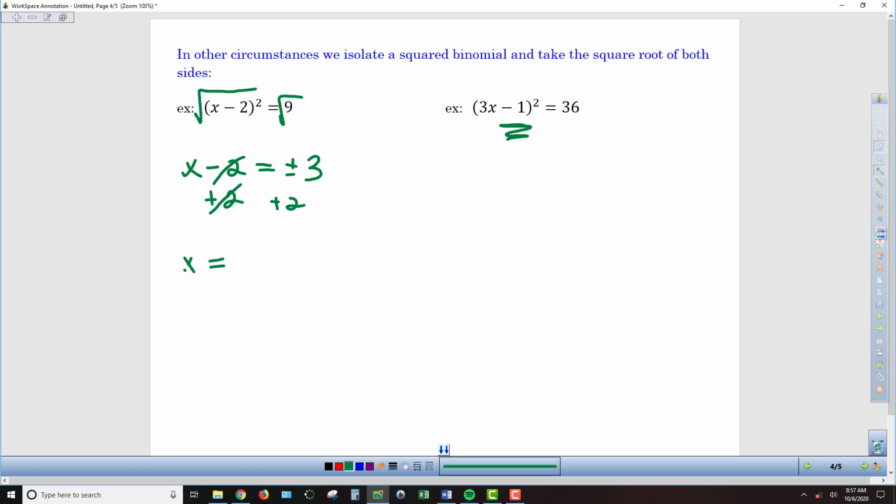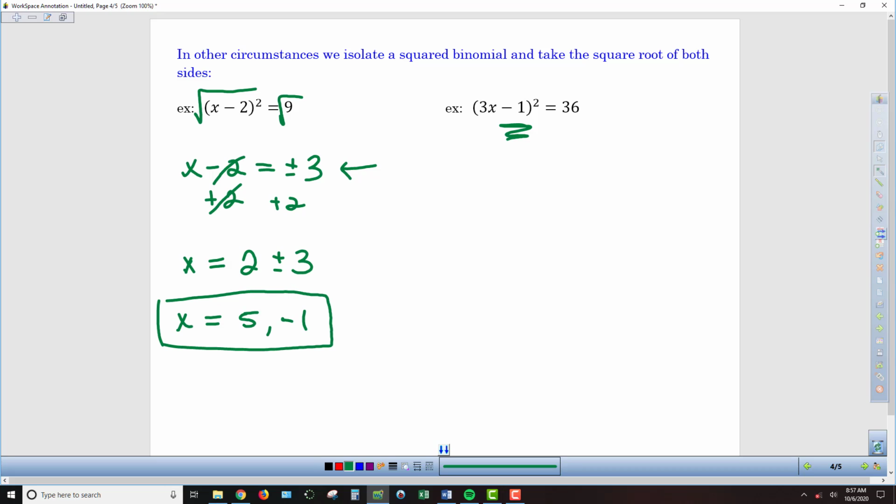I'm not just going to add 2 to the 3 and make it plus or minus 5, because really this is two separate answers, 3 and negative 3, when we took the square root. So I'm going to add 2 to 3, and then I'm going to add 2 to negative 3. So I'm going to write this as 2 plus or minus 3. And so now I have two separate operations that I have to perform. I'm going to do 2 plus 3, which is 5, and then I'm going to do 2 minus 3, which is negative 1. And so there are my two answers.